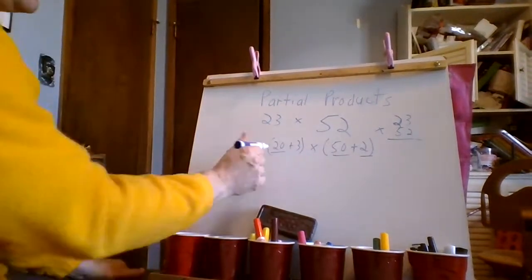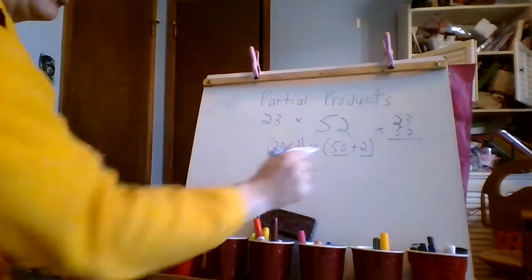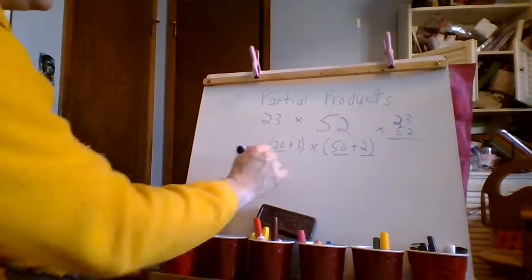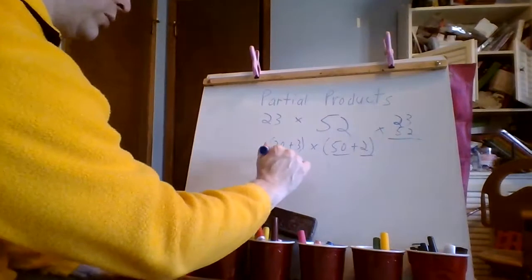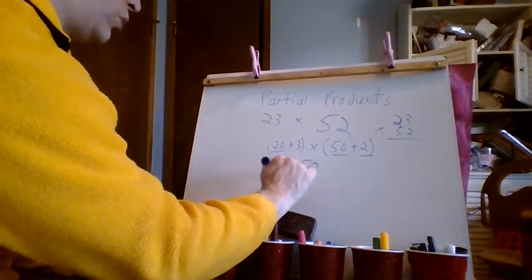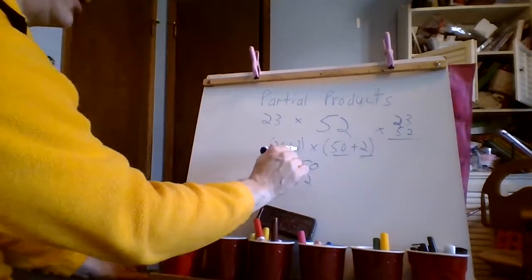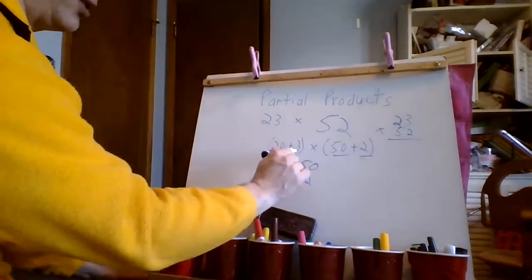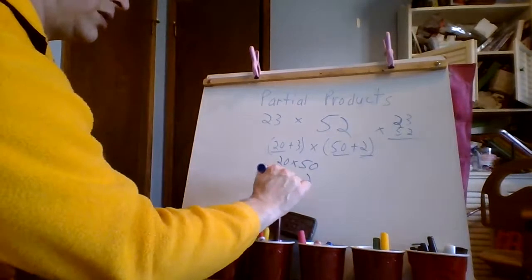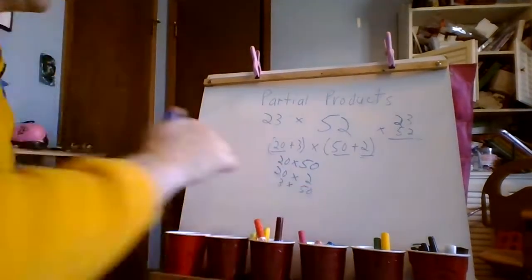Ultimately, what you're doing is taking each number, so like 20, you're going to multiply it by both numbers in the other parentheses, and then add all those together. So 20 times 50 would be one of the things you would do. And then we're going to do 20 times the other number over here, which is 2. And then 3 times both numbers on the other side, 3 times 50. And then 3 times 2.